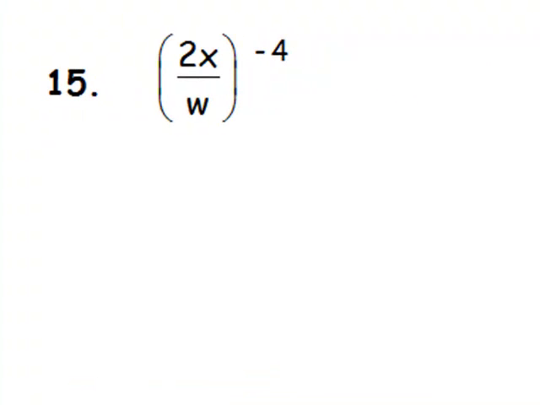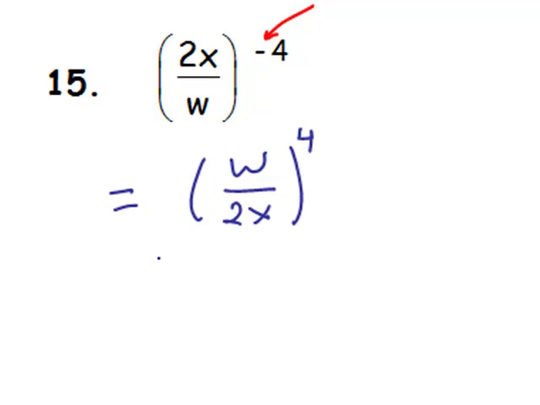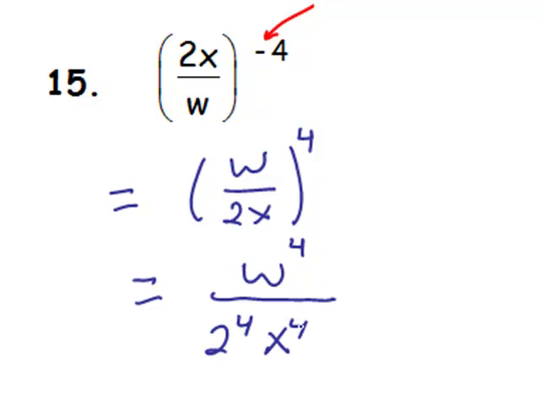Number 15, similar. Again, we have the negative exponent. So we can take the reciprocal of what's inside the parentheses, w over 2x, and that's raised to the 4th power. And now we can distribute the exponent 4 to the w, to the 2, and to the x. And I'll write it that way before we do anything else. W to the 4th over 2 to the 4th, x to the 4th. We've already seen that 2 to the 4th is 16, so I'll rewrite this as w to the 4th over 16, x to the 4th.